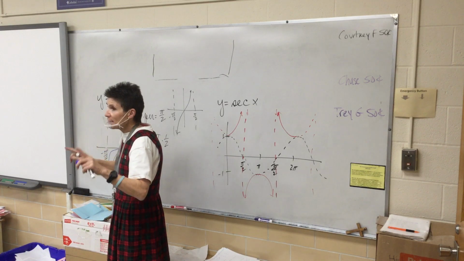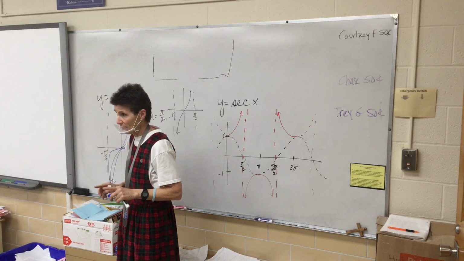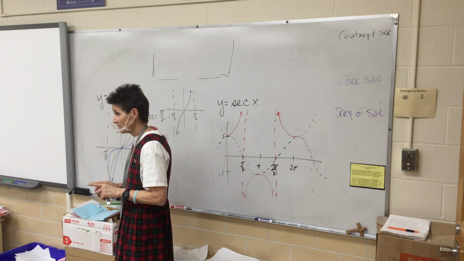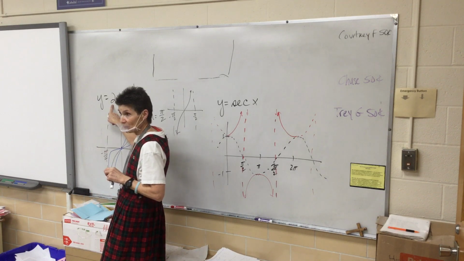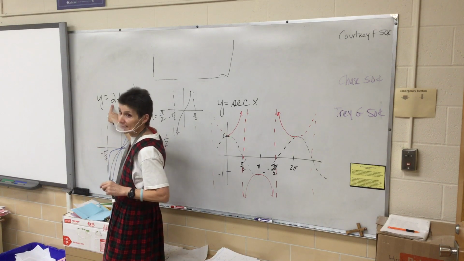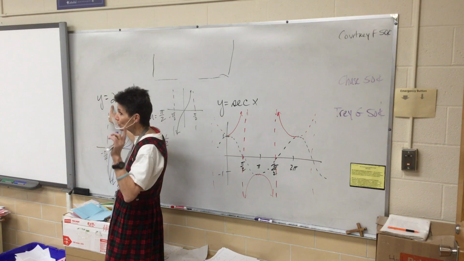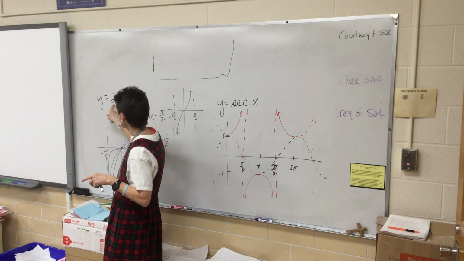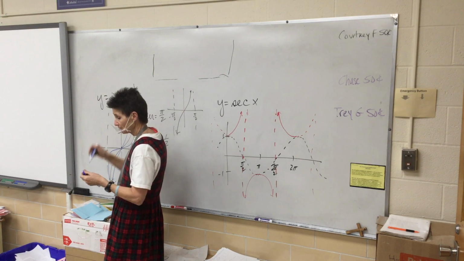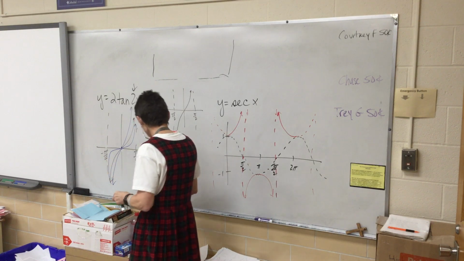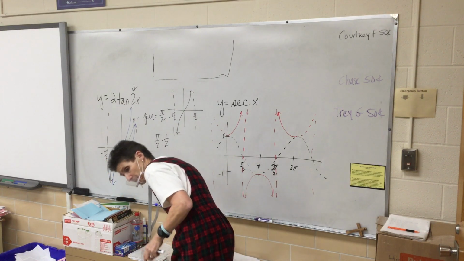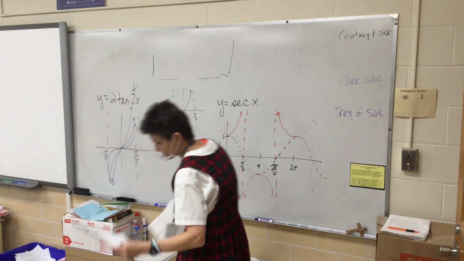Now, the only time you really have to pay attention to that number is if it's negative. Because what would a negative out here do? Turn it upside down, just like negatives always do. So you got to do that part. But otherwise, don't worry about this number in a tangent or a cotangent. All right, so what do we got next?